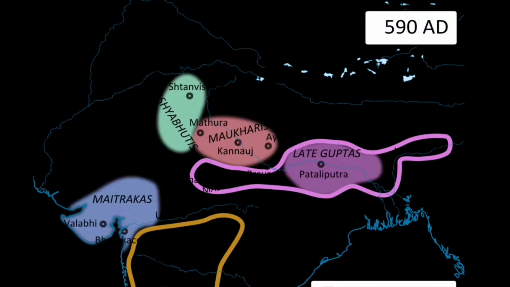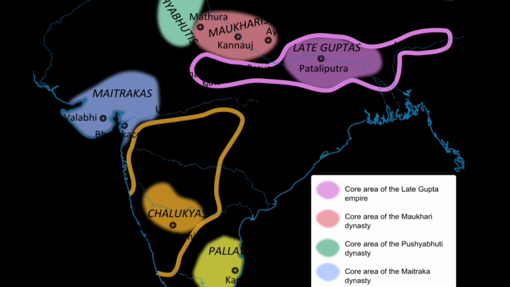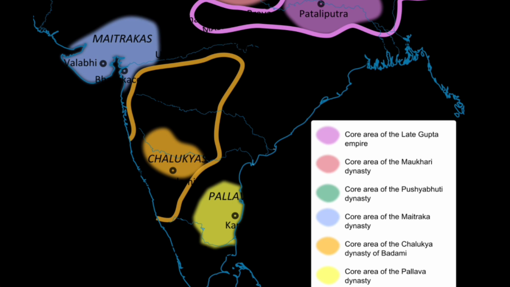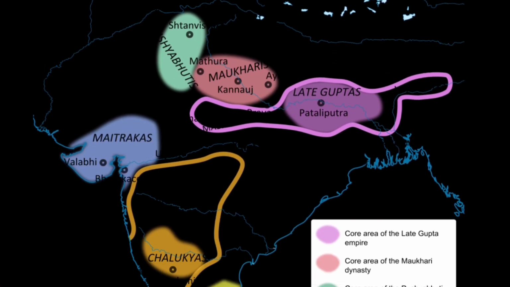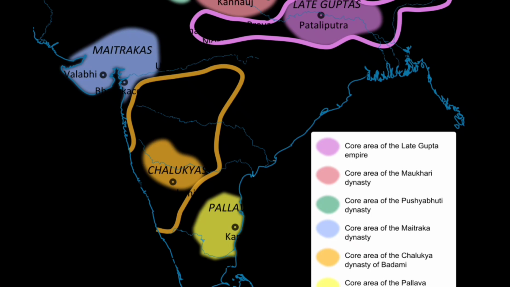In this video, we will learn about the Chalukya dynasty. After the Vakatak Empire lost its power in southern India, the Chalukyas came into power. You can see the Chalukya dynasty. This is the Indian subcontinent, North India, South India, and this is the Chalukya dynasty. It is marked in yellow color.